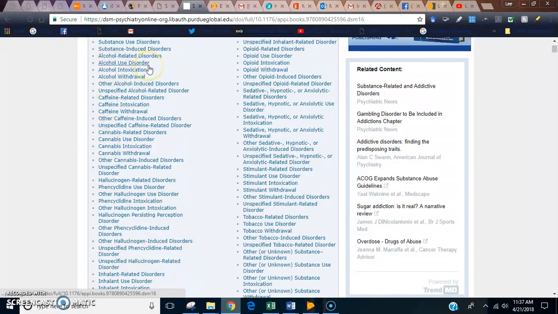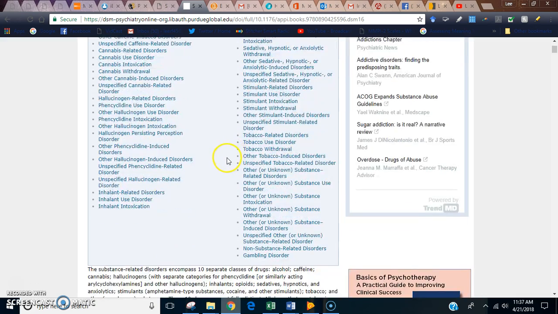You have your alcohol use disorders, alcohol intoxication, alcohol withdrawal. These kinds of diagnoses like alcohol intoxication, alcohol withdrawal, these are only diagnosed in hospital settings. We would rarely ever get to diagnose this because this is when somebody's drunk and this is when somebody's experiencing withdrawal symptoms from alcohol. And the same thing pretty much for any of the other use disorders. We don't usually do the intoxication or withdrawal diagnosis. Those are pretty much reserved for emergency room doctors to diagnose.